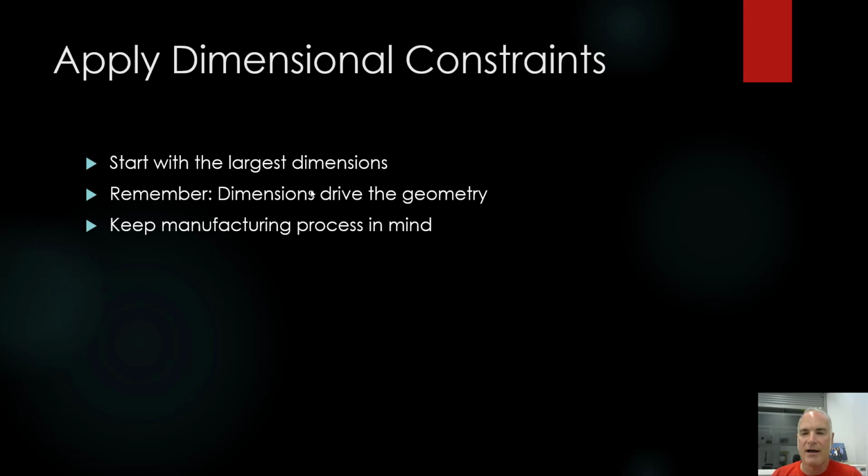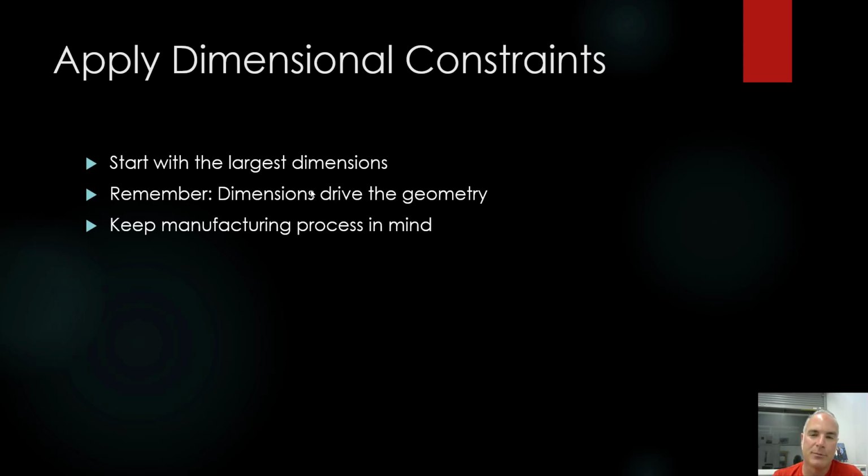Step number five, after you've applied your geometric constraints, is to apply the dimensional constraints. So those dimensional constraints are the numbers that tell the program how big your part should be. I suggest that you start with the largest dimensions, and remember that the dimensions drive the geometry. So if you start with a small dimension, it could really mess up some of your other stuff. Start with your largest dimensions. Hopefully you've sketched it approximately the right size and shape.